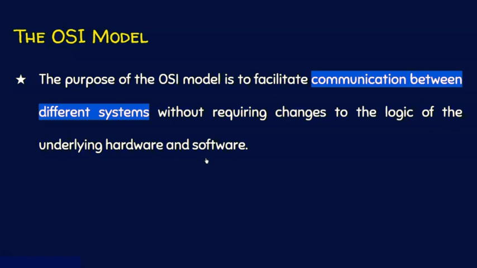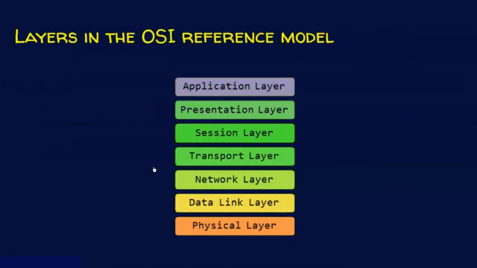Now we will see what the various layers in the OSI reference model are. Basically, there are 7 layers in the OSI reference model: application layer, presentation layer, session layer, transport layer, network layer, data link layer, and physical layer. As far as the OSI reference model is concerned, the order of the layers is very important. So we should not change the order of the layers. It is a very important question for your examinations also. So the order of the layers is very important.